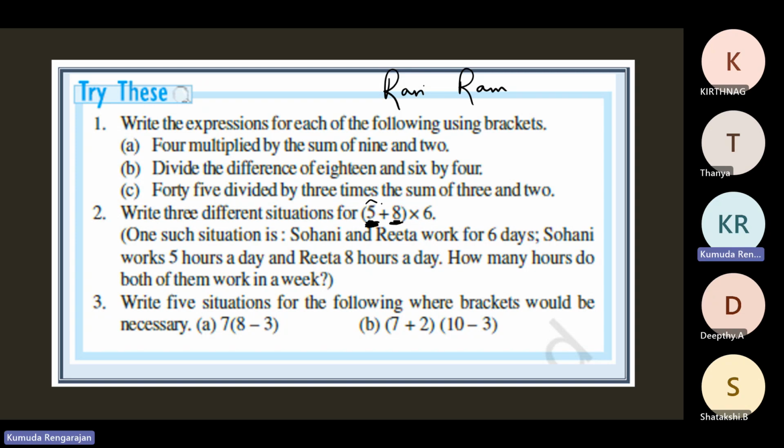What is the total time the two of them watch TV for 6 days? So then only you multiply by 6, right? Ravi watches TV for 5 hours in a day. Ram watches TV for 8 hours in a day. So together they watch for 13 hours in a day. For 6 days it will be into 6, because this is for one day. So when you multiply that by 6, it is for 6 days.